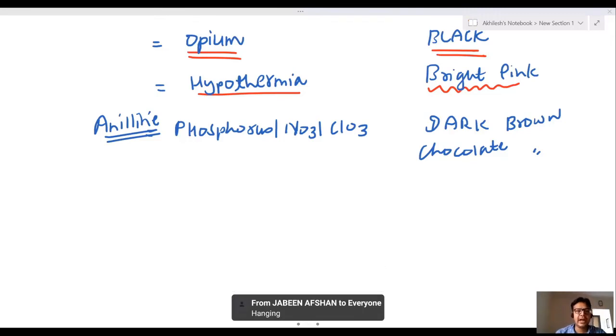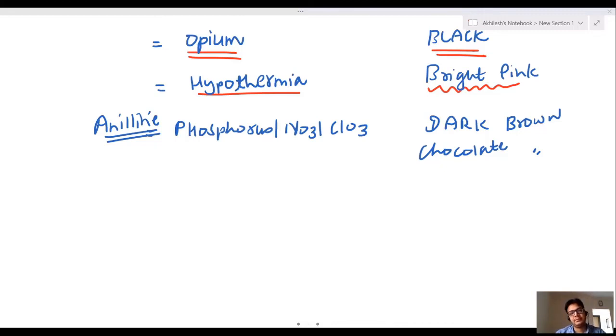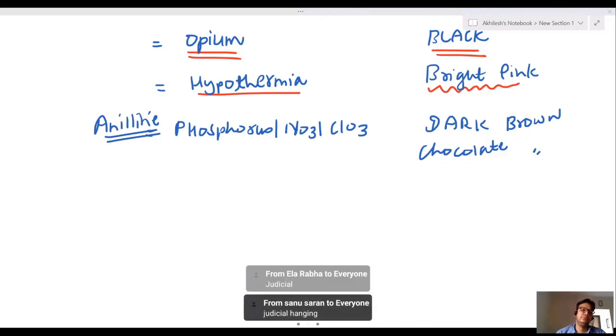Emusate sign of carotid artery tear is characteristic of judicial hanging.